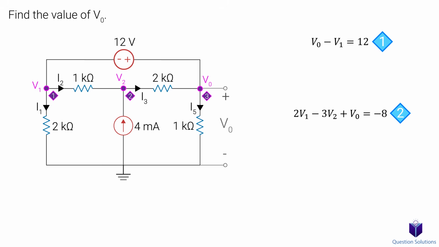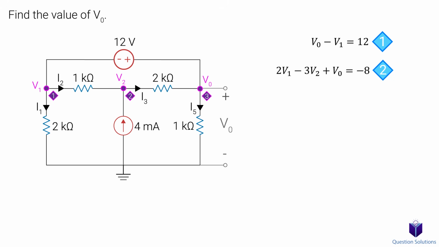Now we just need one more equation, but the problem is we can't write one for node 1 or 3. Why is that? Because we have no idea about the current flowing through the 12-volt power source. Here's where our KCL knowledge comes into play.